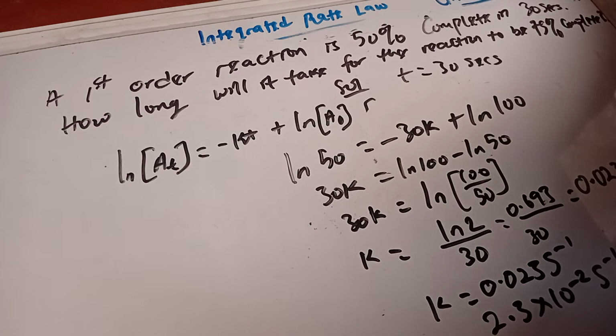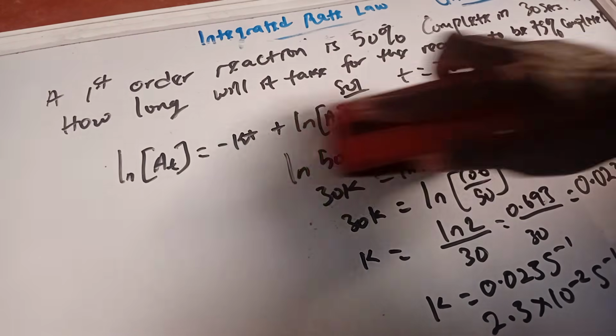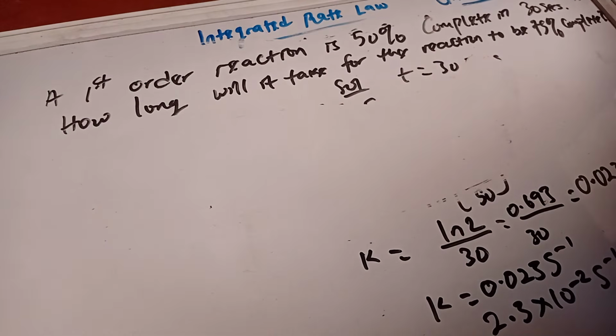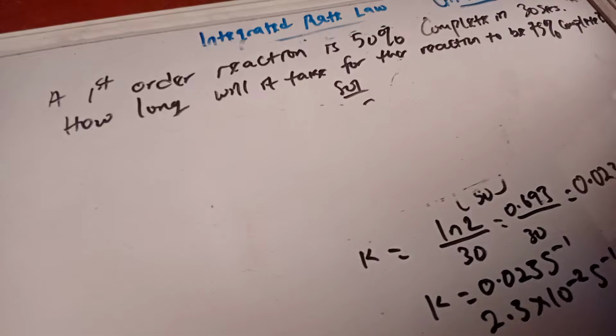For zero order, M per second. For second order, per M per second. That's the summary. So now this is not yet what the question is asking us to do. The question says, how long will it take for the reaction to be 75% incomplete?